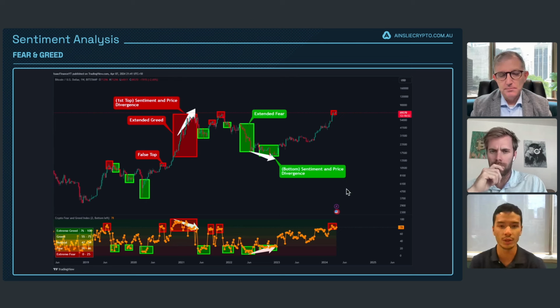Yeah, so I guess I'll just start with those small red and green boxes on the left side. It's very choppy, right? So a lot of them are false signals, false bottoms, false tops. So especially you can't be going off this indicator purely, looking at it and saying, "Oh, I'm in extreme fear, this is the time. I'm in extreme greed, this is the time to get out."